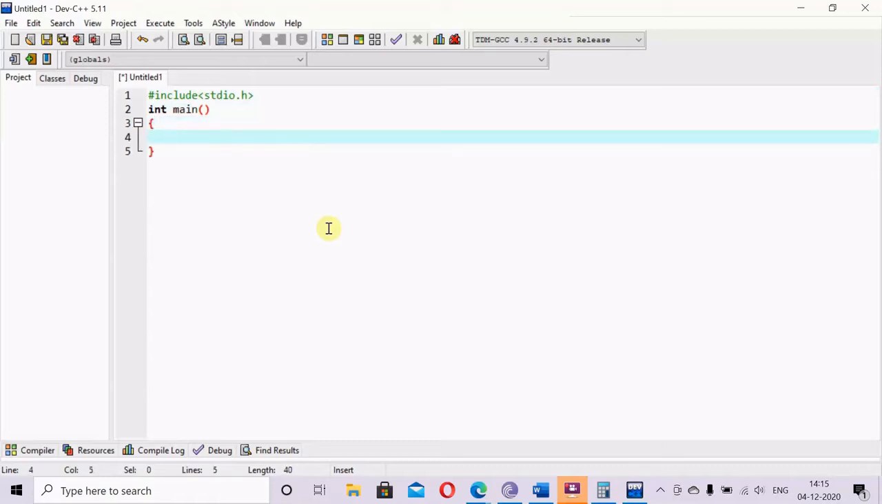Now we have to explain the body of int main. Here we declare int, number, comma, temp, and we can use another variable ret. I am just writing ret, and you can also call it result.